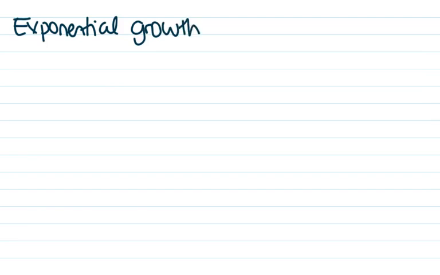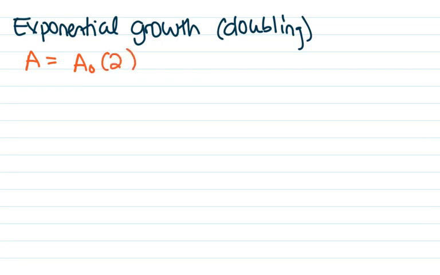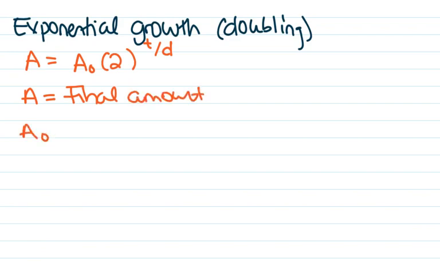Okay, next one is exponential growth, or doubling, because the number doubles each time. The equation here is A equals A0 times 2 to the power of T over D. A is the final amount again. A0 is the initial amount.